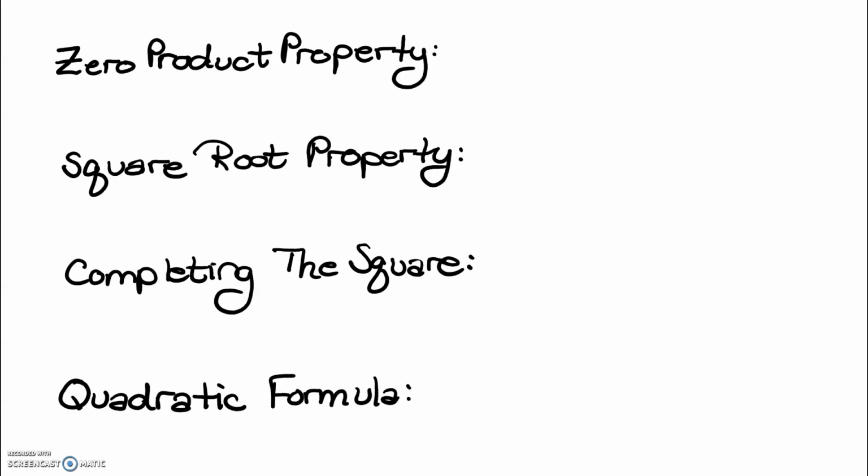When can you use the zero product property to solve a quadratic equation? When the quadratic is factorable. You can't choose this method unless the quadratic factors. All right, so you would put your quadratic equation in standard form as you typically would do for all quadratics when you solve, and then determine the method to use.